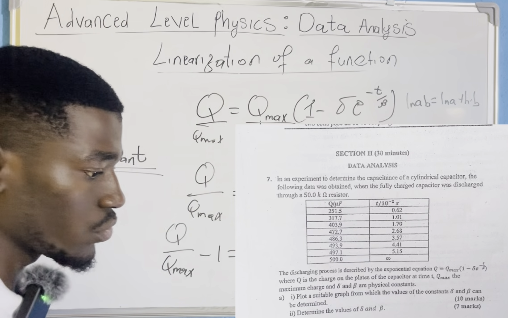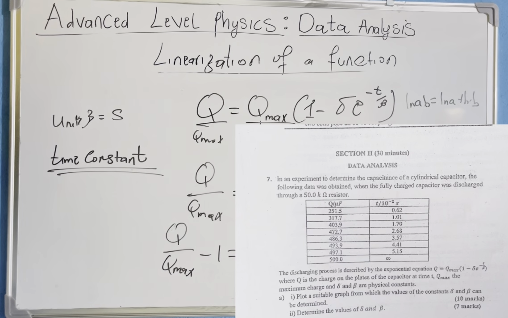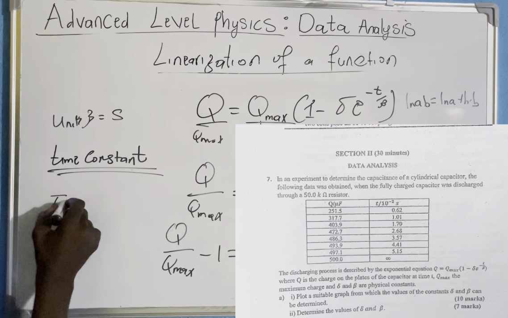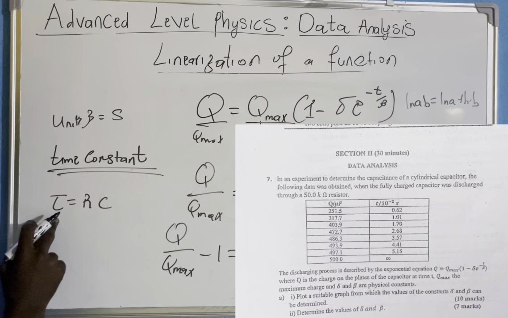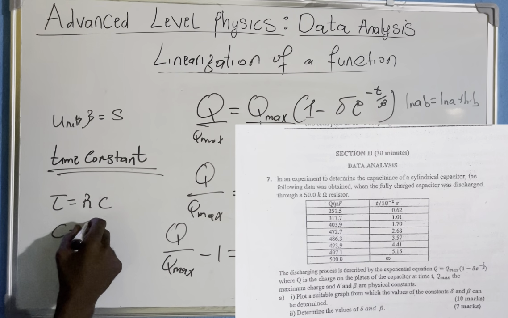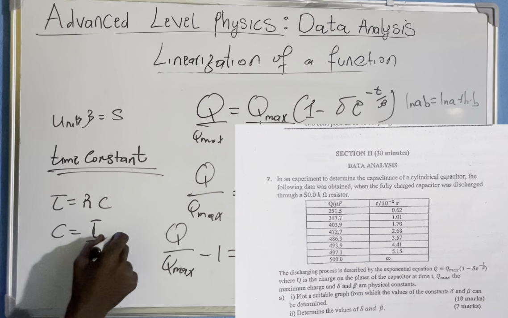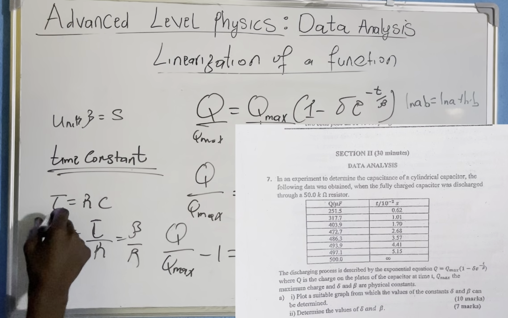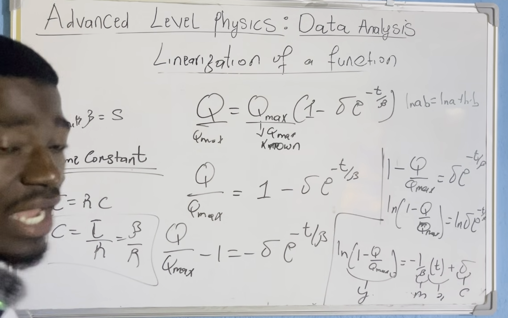And that will even help you to do the B part, determine the capacitance of a capacitor. We all know that from time constant, we have tau equals RC. So the capacitance is the time constant all over R. And that time constant is who? Beta all over R. As simple as that. You have your mark and you are happy.